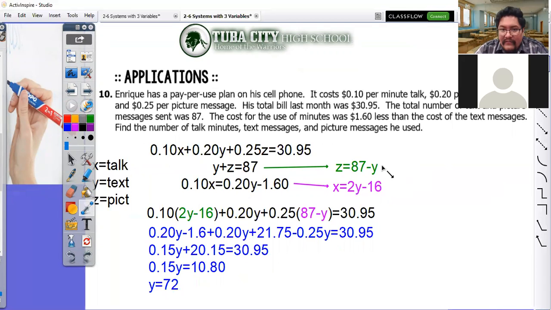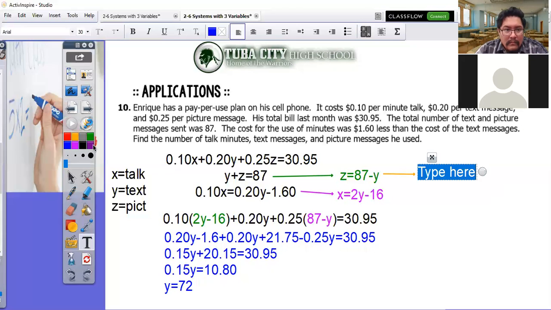Okay, so since we have the y value, let's plug it into here. So we know that z equals 87 minus y, and we also know y is now 72. So this should help us easily get our z value. So 87 minus 72 is 15. So in this case, he sent 15 picture messages. Okay, so we have y, we have z, we're missing x.